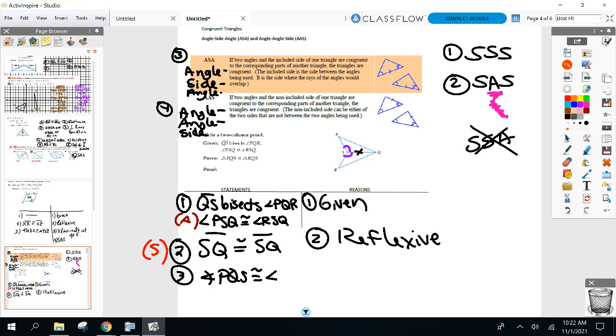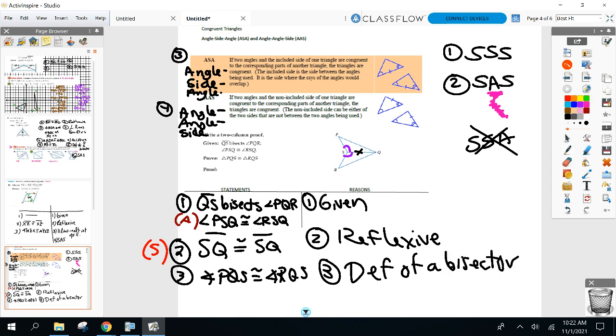Darn right. Why? How'd you know that, Josh? Kid knows what a bisector is. We've been doing it since Unit 1, right? Good work, good work. So these two angles are congruent. And take a look, now that gives me a second pair.